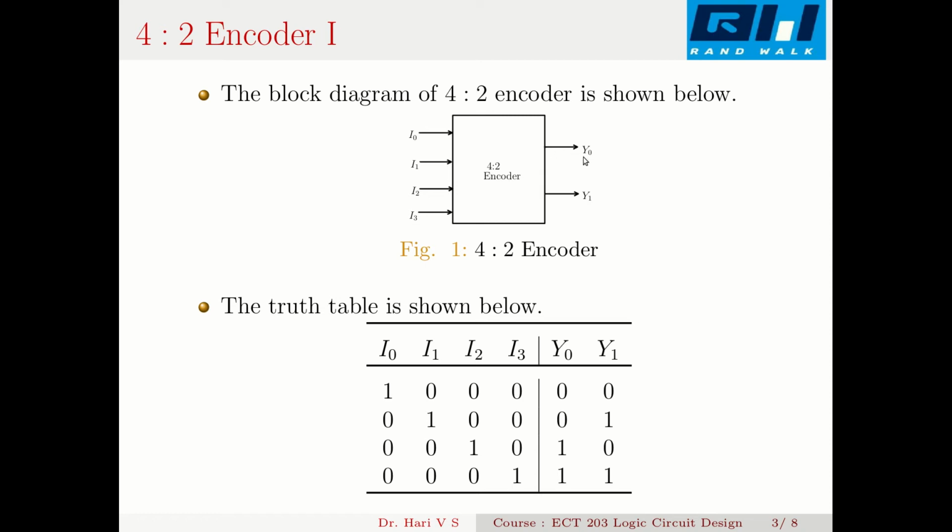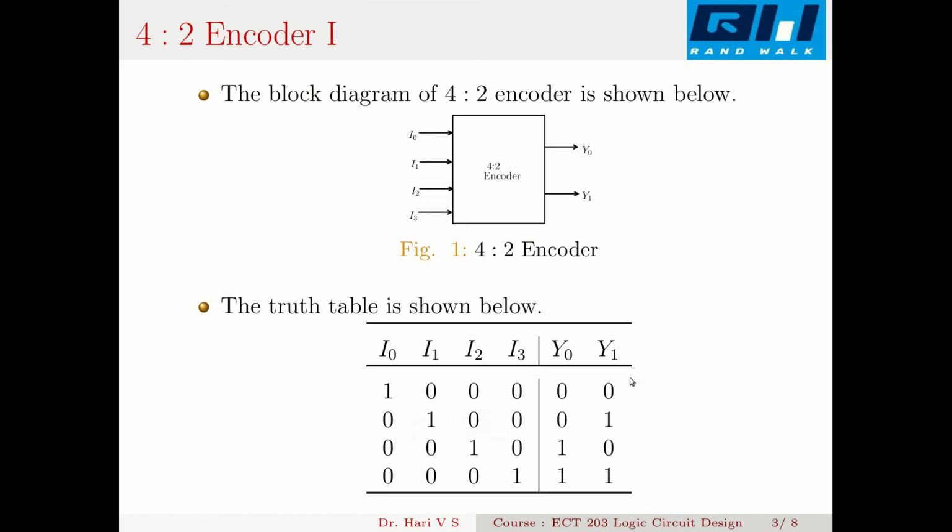Based on that, the 2-bit pattern Y0, Y1 comes out. This Y0, Y1 follows the pattern 0 0, 0 1, 1 0, 1 1 for the input patterns I0 I1 I2 I3 of 1 0 0 0. Only one of the inputs is high at a time. For 0 1 0 0 the output is 0 1, for 0 0 1 0 it is 1 0, and for 0 0 0 1 it is 1 1. Here Y0 is the MSB and Y1 is the LSB.